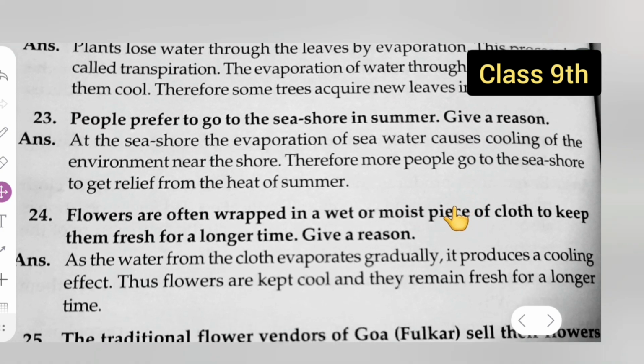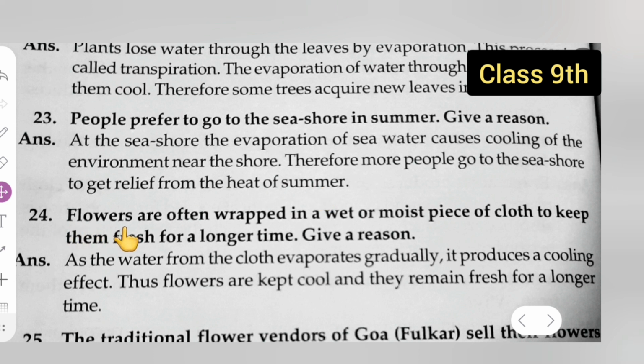Moving towards the next question, that is, people prefer to go to the seashore in summer. Give reason. Answer is, at the seashore, the evaporation of sea water causes cooling of the environment near the shore. Therefore, more people go to the seashore to get relief from the heat of summer.